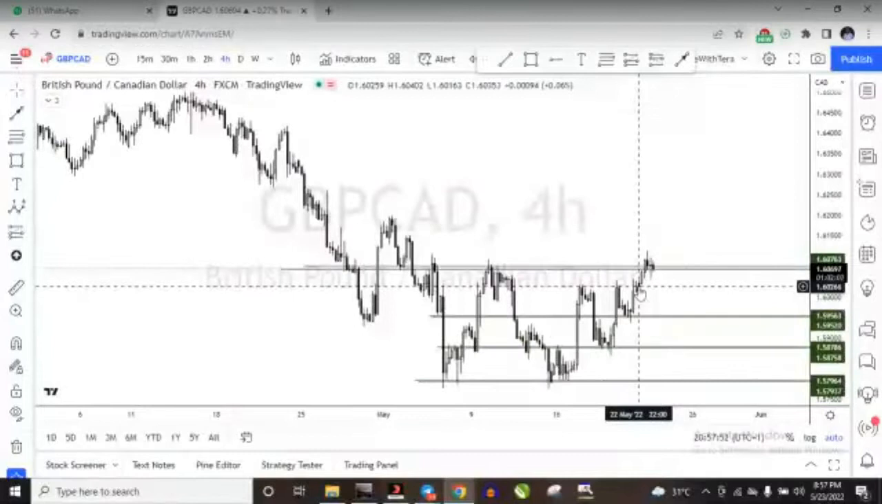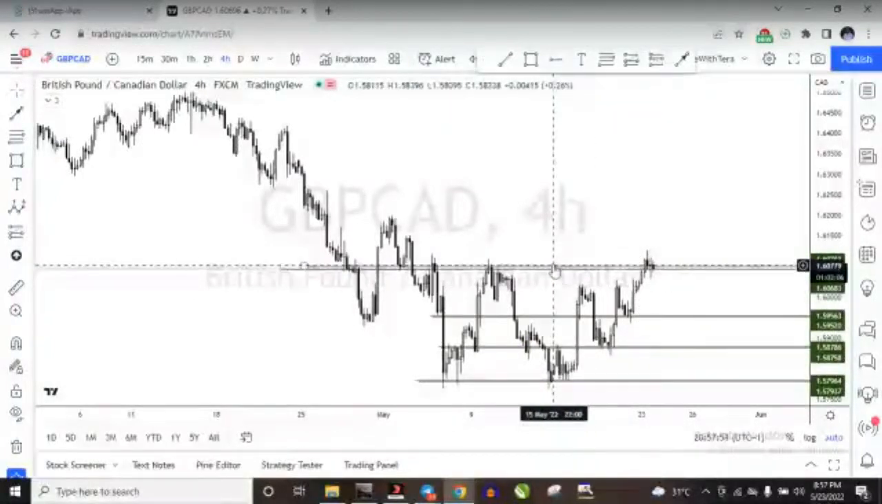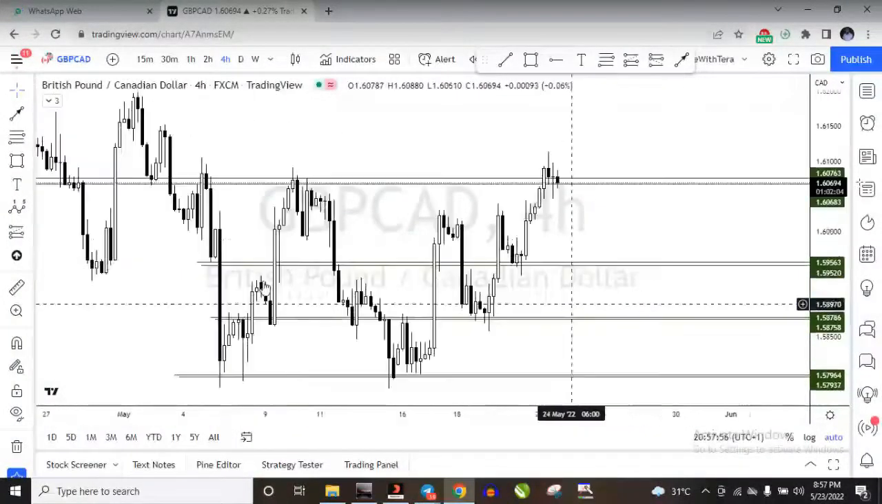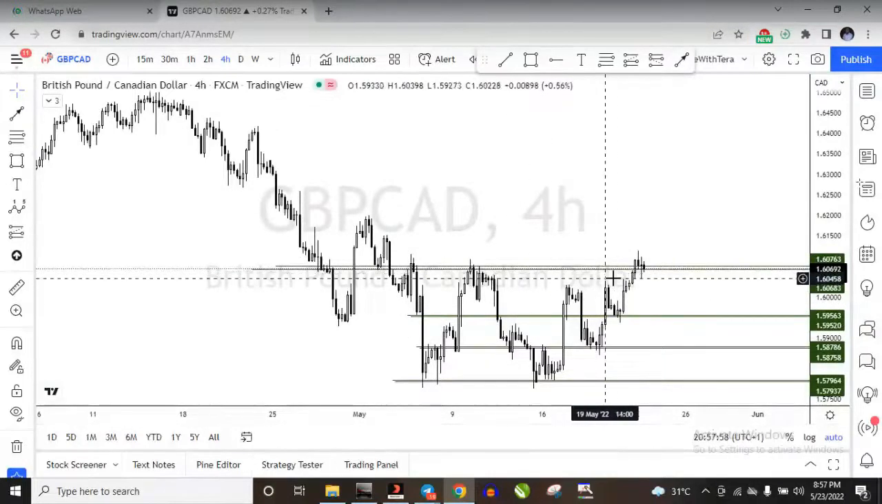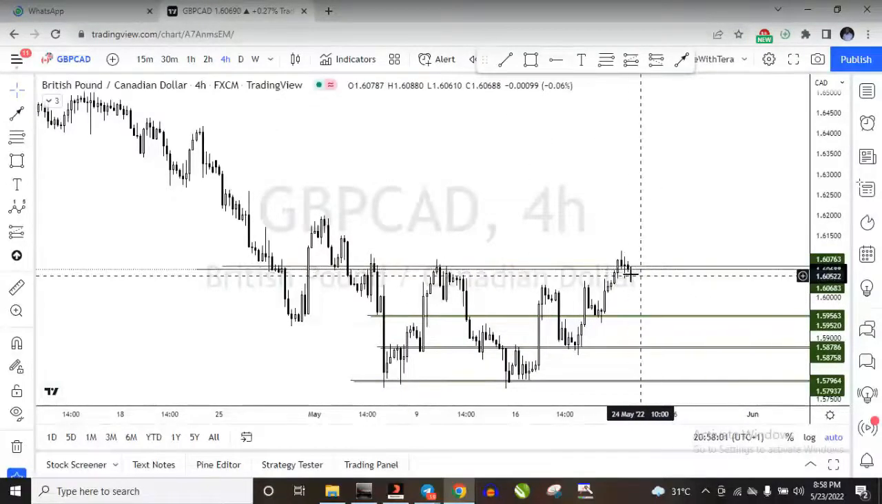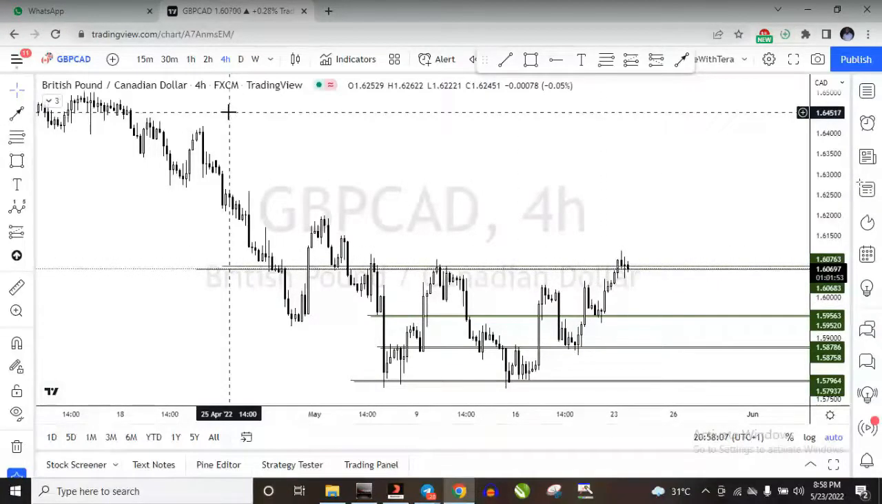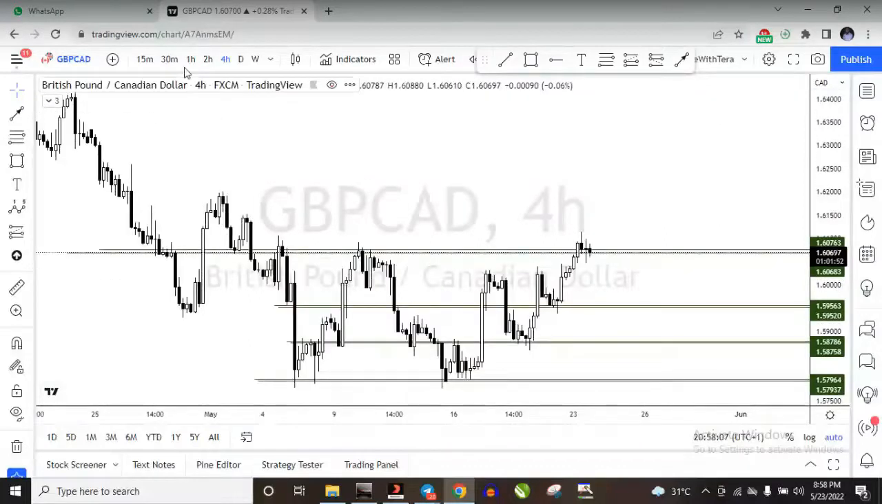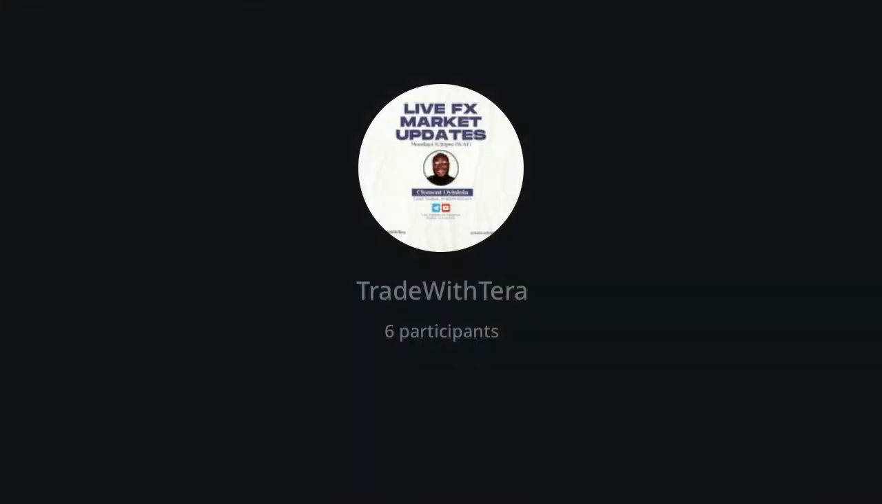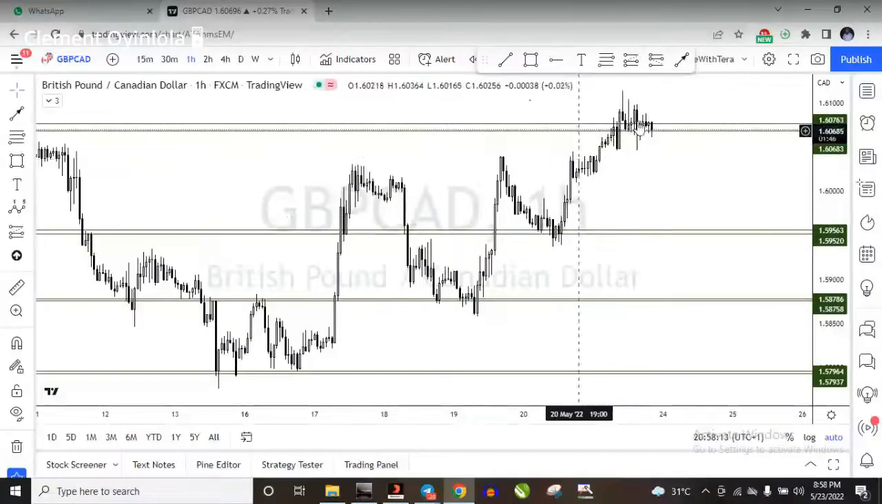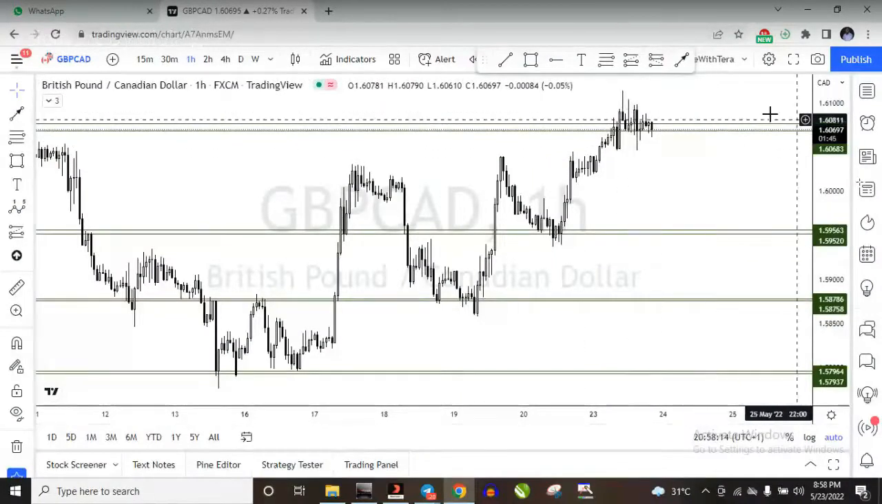Now, moving on to pound CAD. I drew all these levels right here last week, and currently it is still respecting this level. So pound CAD is looking like a sell also. Let's go to the 1 hour chart. What is happening right here is showing us a tired market.